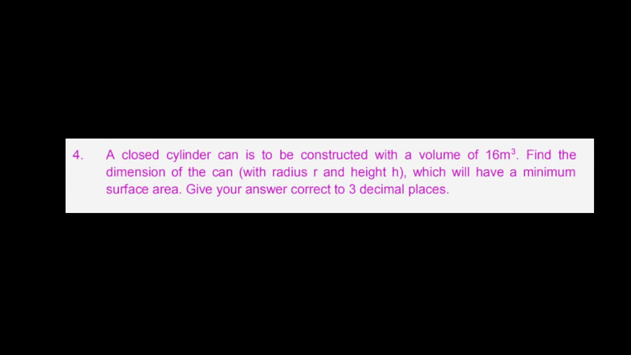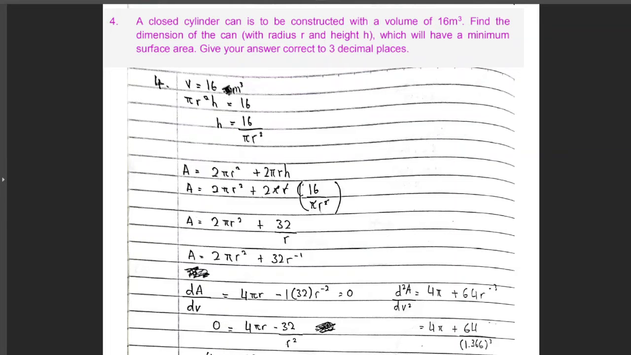So, for question 4, we have a cylinder can to be constructed with a volume of 16 meters cubed. Find the dimensions of the can with radius r and height h which will have a minimum surface area. Give your answer correct to 3 decimal places. For step 1, we have the volume of the cylinder based on the question, which is 16 meters cubed. The volume formula of a cylinder is pi r squared times h, so we make it equal to 16. We make h the subject, therefore h is 16 over pi r squared.